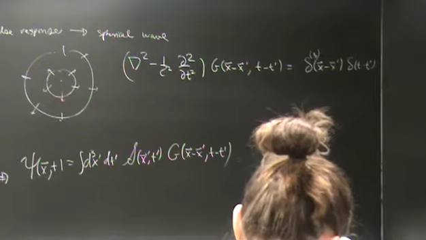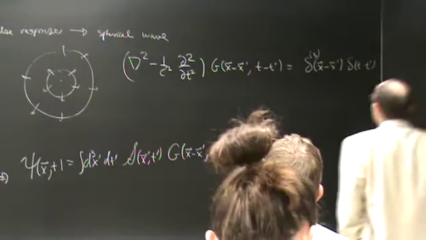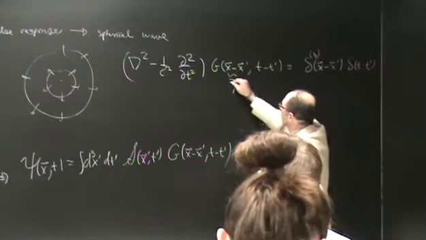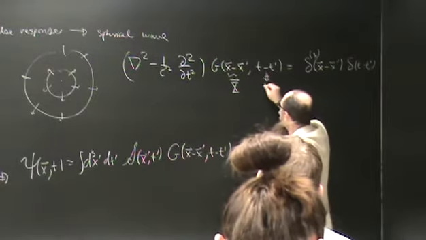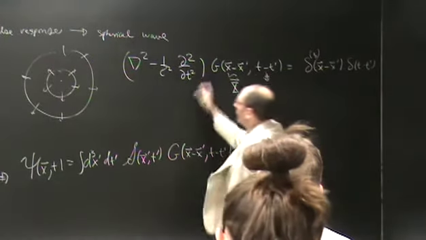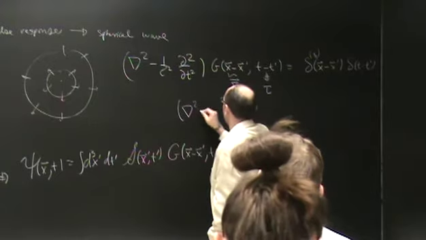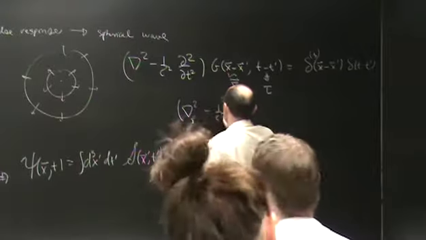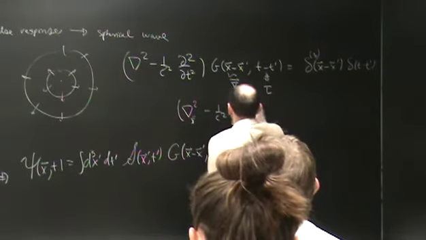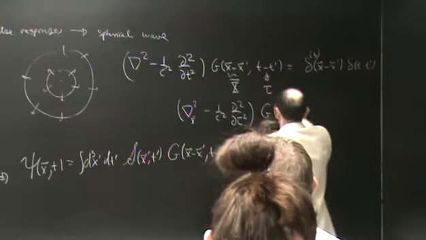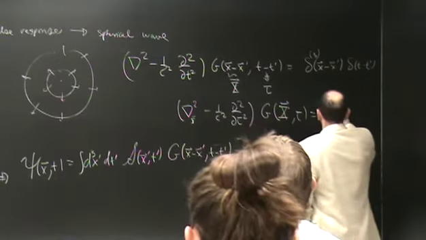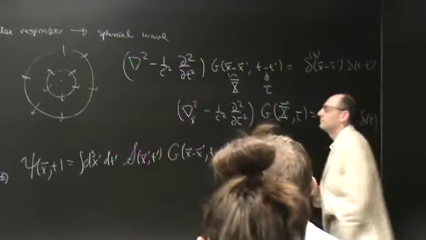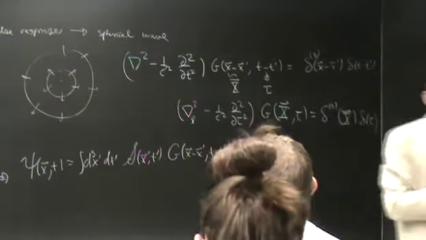Okay? And we can just change variables. We'll call this capital X and this tau. And then the derivatives can be shifted. So this is now the derivative with respect to capital X. D squared by d tau squared of g of X and tau equals the delta function.